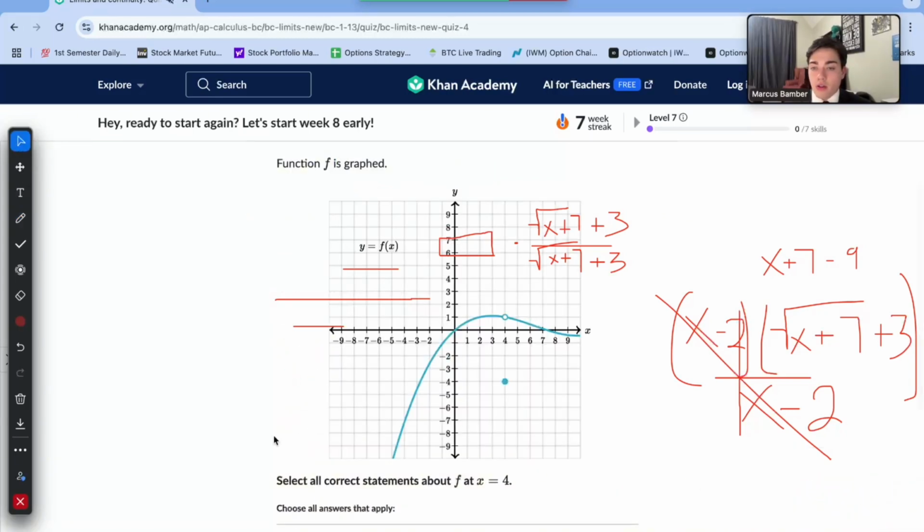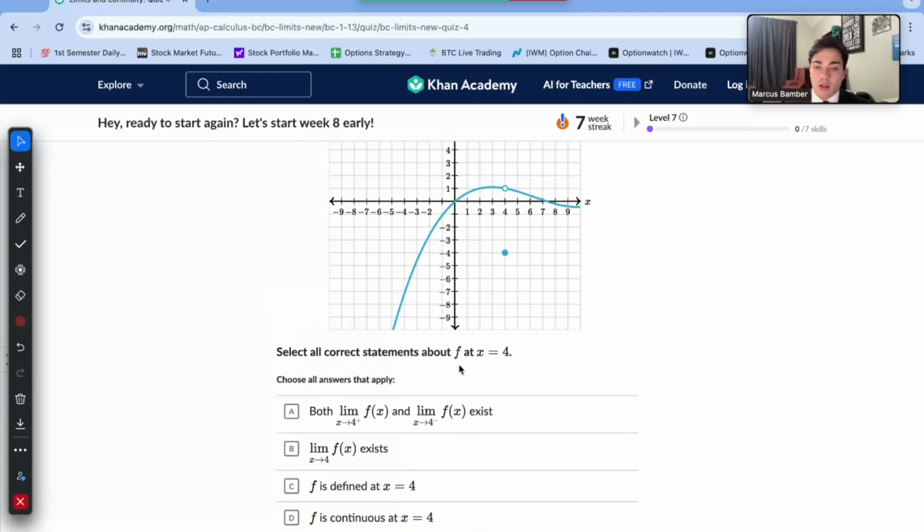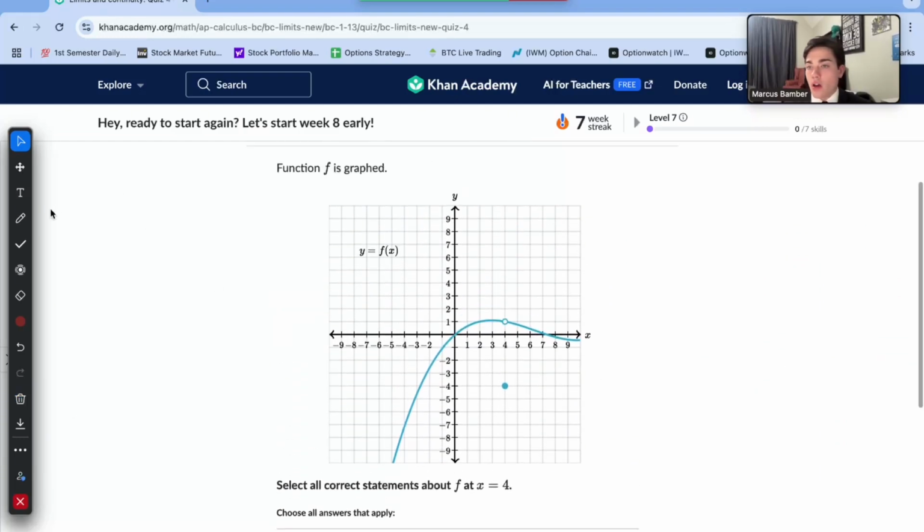On to our next question. Okay, we're looking at a graph here. Select all correct statements about f at x equals 4. Without even looking, we can take a look. The left-sided limit is equal to 1. The right-sided limit is equal to 1.